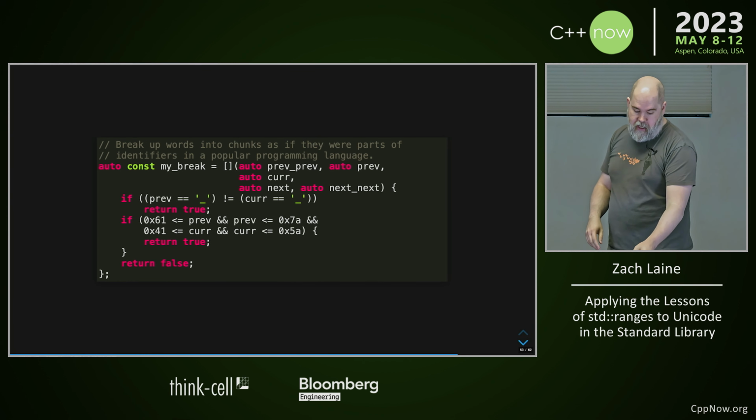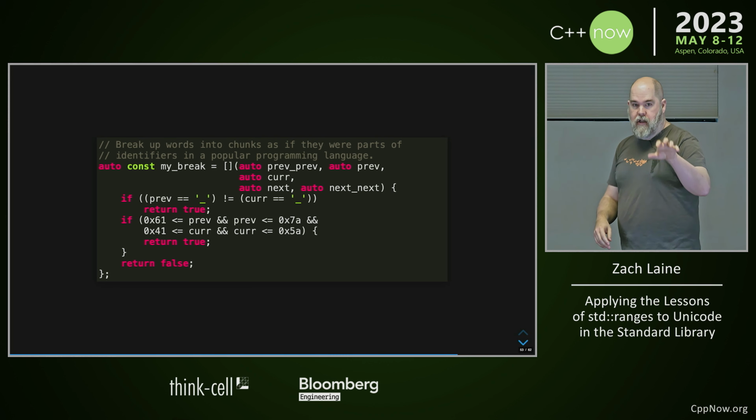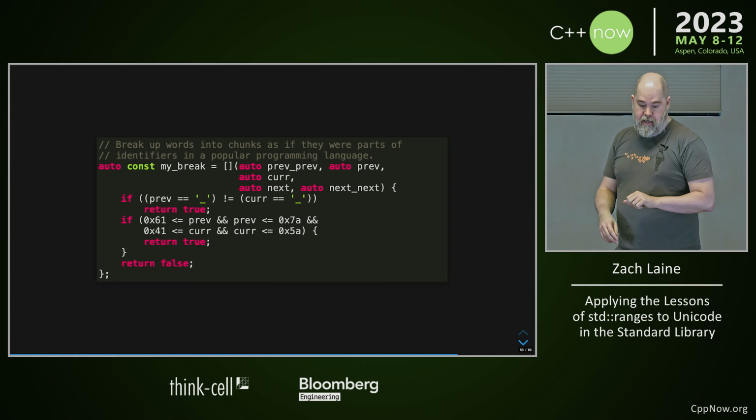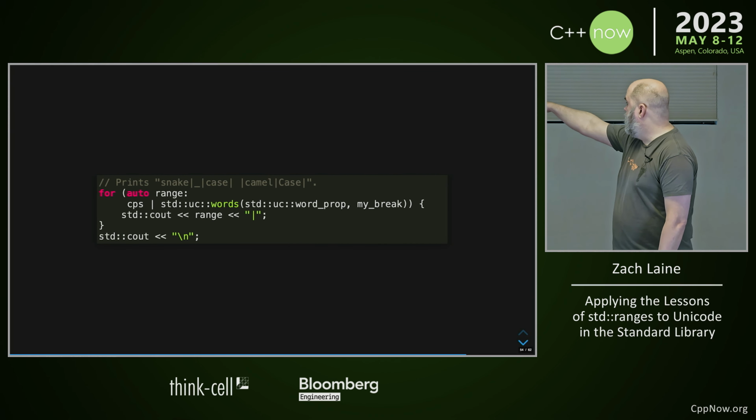So you can see this logic here is like on either side of an underscore, or when you've got a lowercase followed by an uppercase Latin character, then you produce the break. And so now we get a break around snake, around case, camel and case also.